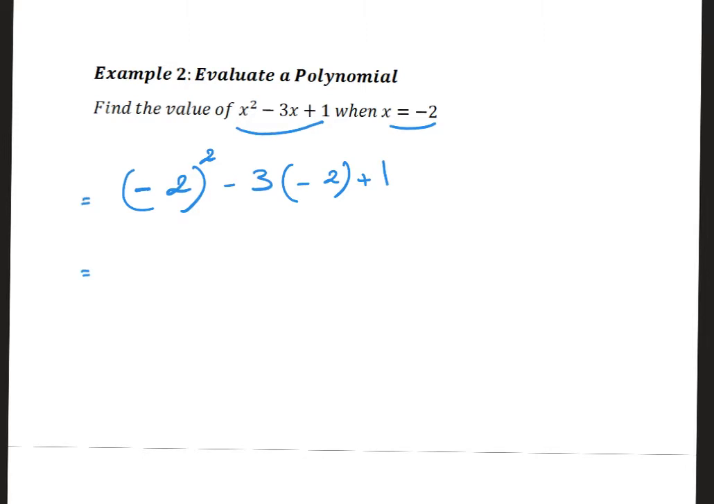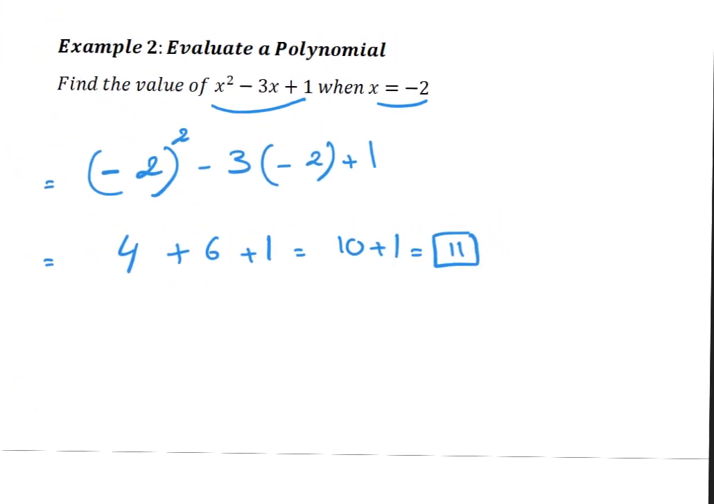So we have negative 2 squared, that will be 4. And negative 3 times negative 2, that will be positive 6, plus 1. So we have 10 plus 1, and the answer is 11. The answer is 11.